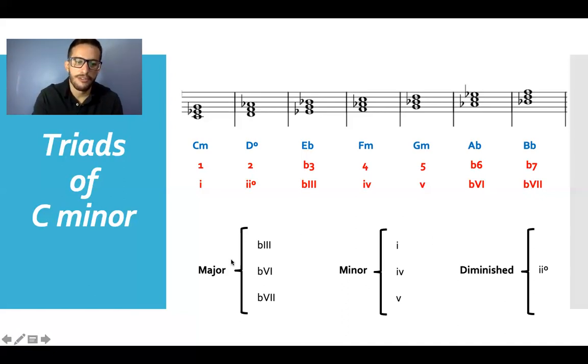Again, major are going to be flat 3, flat 6, and flat 7. Minors are going to be 1, 4, and 5. And diminished is going to be second.